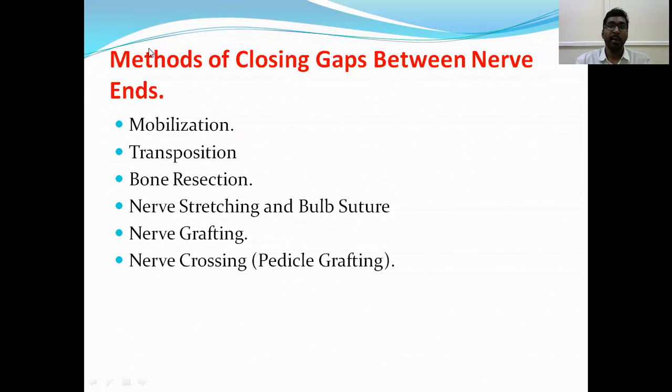So, methods of closing gaps between the nerve ends. It can be mobilization, transposition, bone resection, nerve stretching and suture, nerve grafting, or nerve crossing. What is mobilization? For example, the nerve is damaged here and the gap is present. Proximally, the nerve is mobilized from surrounding tissues so it can be pulled easily. Without mobilizing, you can't, because the nerve is tightly attached to surrounding tissues and won't come distally. So you free the surrounding tissues, bring the nerve down and repair it. Okay, this is called mobilization.